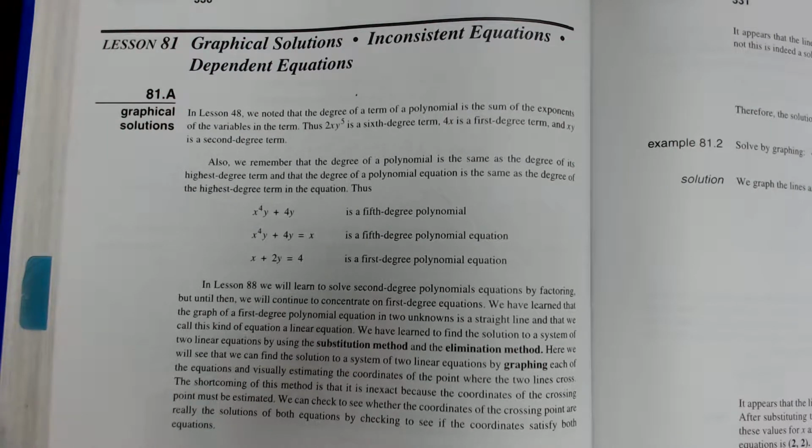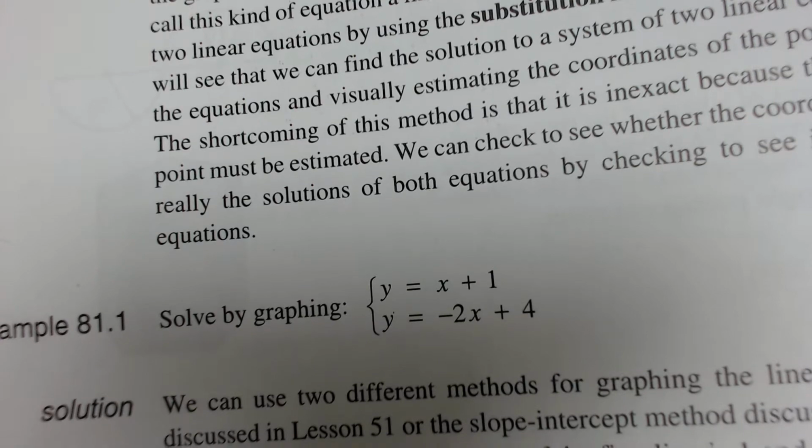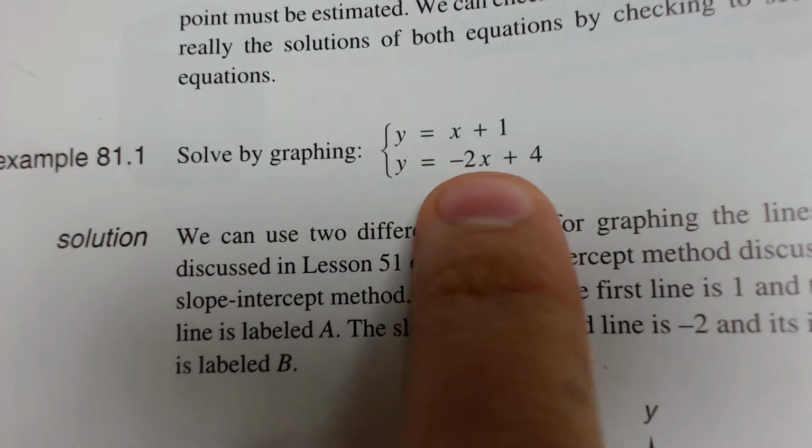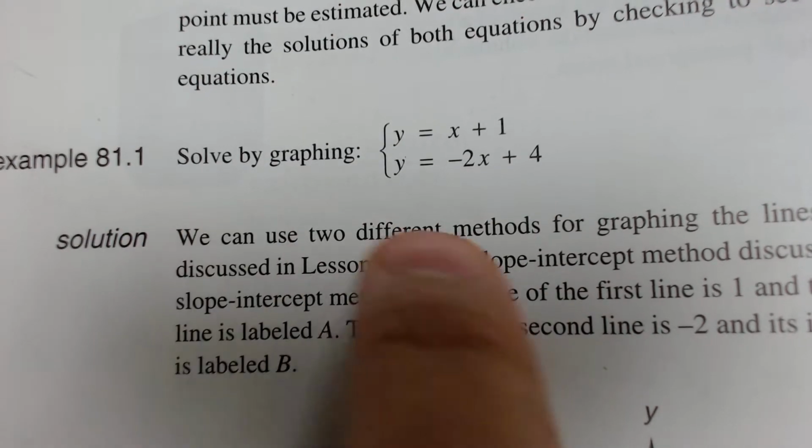Algebra 1, Lesson 81, Graphical Solutions, Inconsistent Equations and Dependent Equations. So, graphical solutions. We've had systems of linear equations that look like this, where they tell us to solve using substitution or elimination. Now they're going to tell us to solve by graphing.